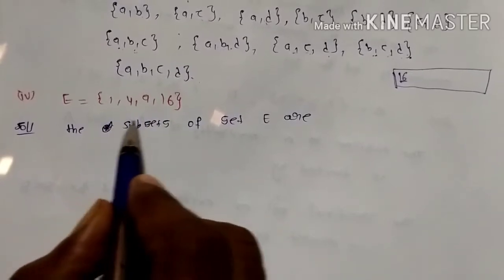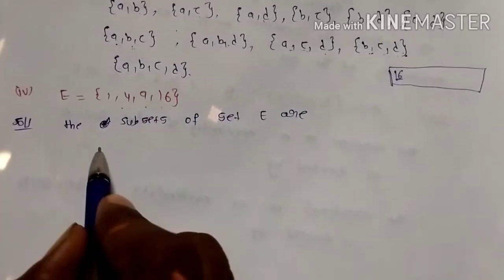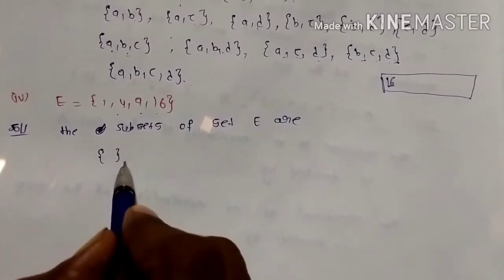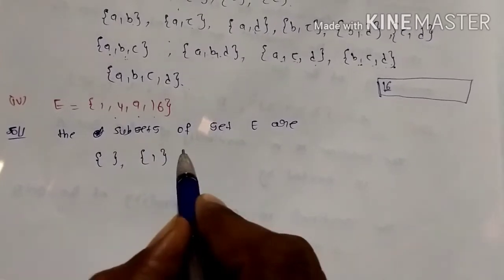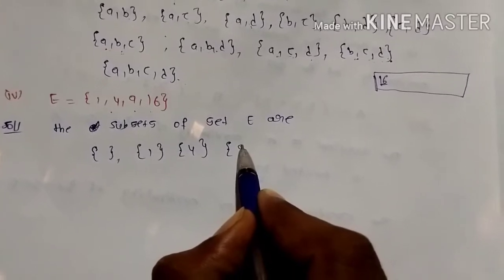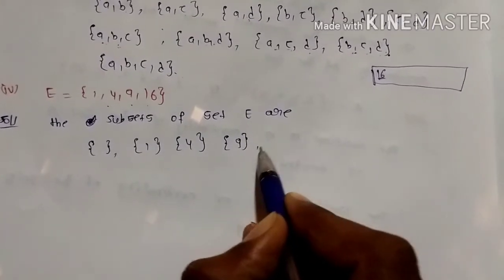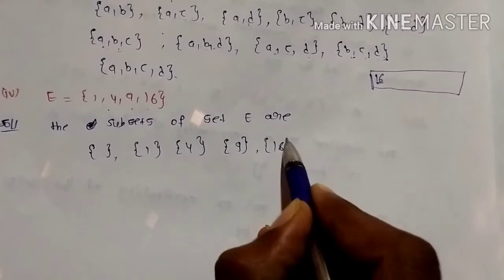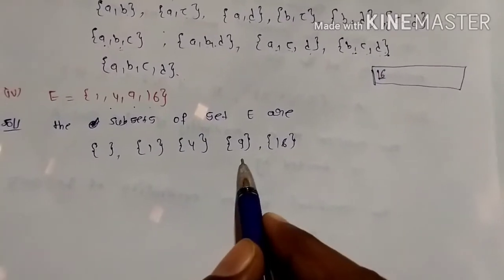See here, next 1, 4, 9, 16. How can you represent this? See here. First you can write the null set. Next you can write 1. Next you can write 4. Next you can write 9. Next you can write 16. Yes or no? With one element the subsets are completed.